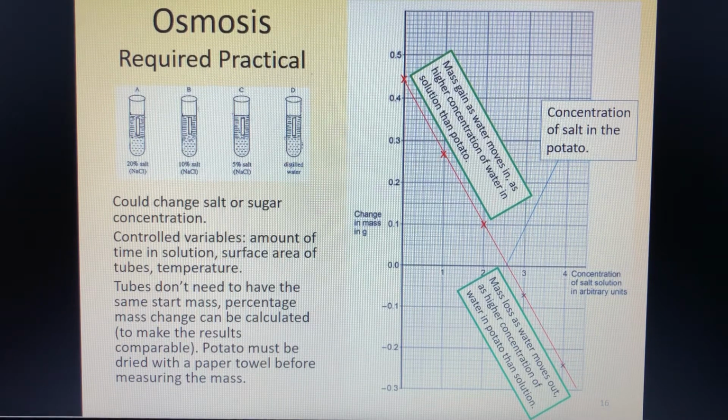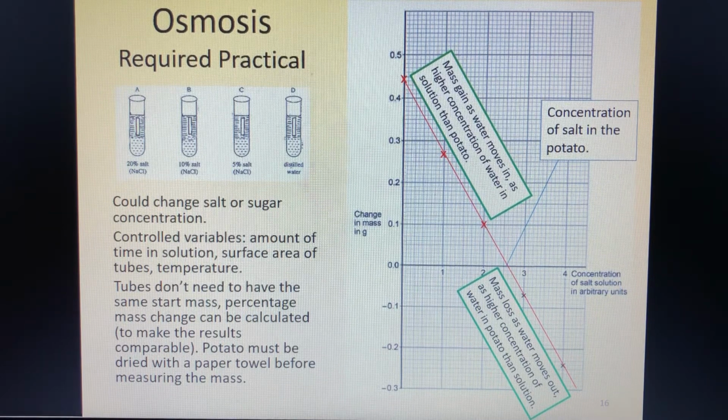Okay, now what we did is we looked at start mass, end mass, change in mass. Then we did change in mass divided by start mass times 100. And that meant that we could see the percentage change in mass. And that's really useful because none of our bits of potato started off the same mass. So it allows us to compare the results. Remember that word compare, we use it a lot, okay? So we can compare the results fairly.